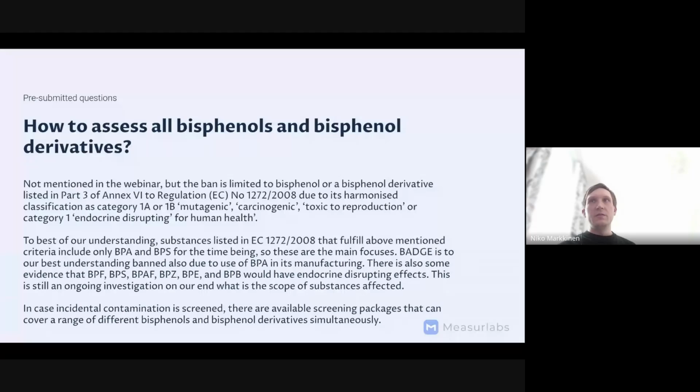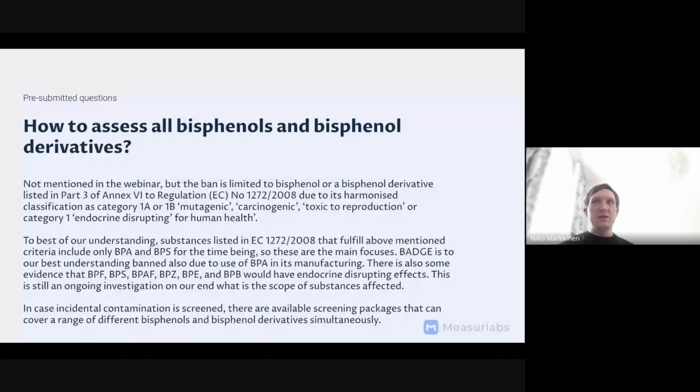are considered, and so the definition for being hazardous is that it's listed in the CLP regulation as category 1, 2, or 2B mutagenic, carcinogenic, toxic to reproduction, or category 1 endocrine disrupting. We actually went through this CLP regulation recently, and at least based on the CAS number search, I was only able to find BPA or BPS there.